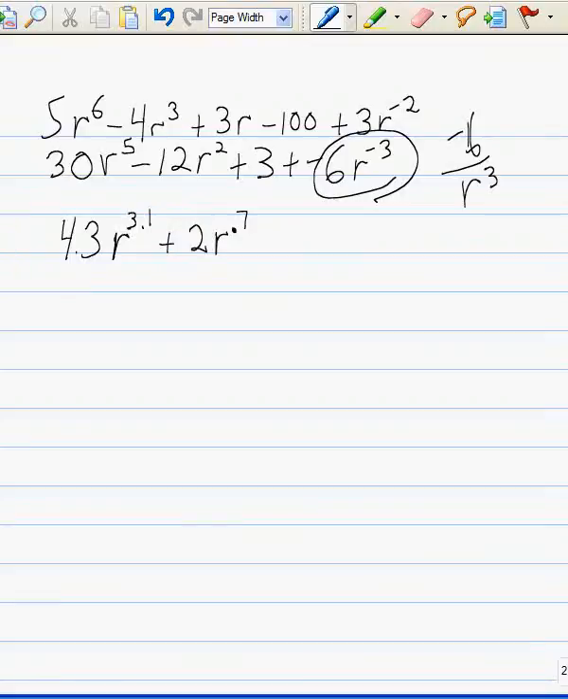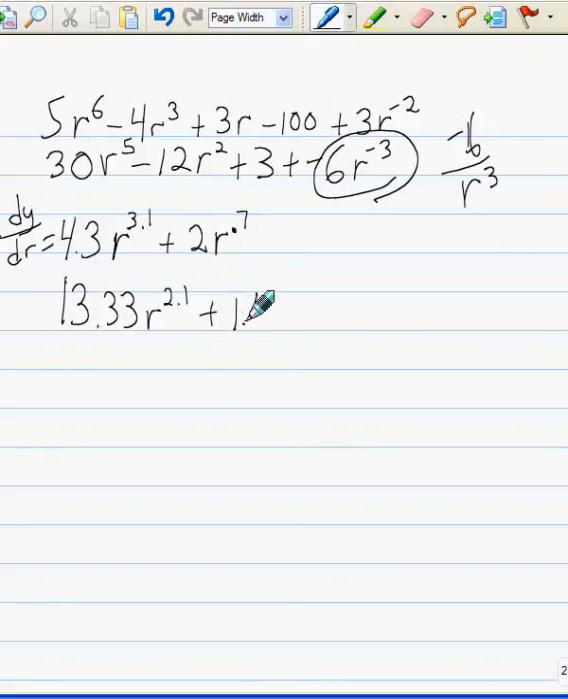What if we wanted to take the derivative of this? Well, our notation, we would say, okay, the derivative dy dr equals, what do we do? Take the 3.1, multiply by 4.3. And we get 13.33. So 13.33 r to the what power? Subtract 1. 2.1 power. Plus 2 times r to the 0.7.